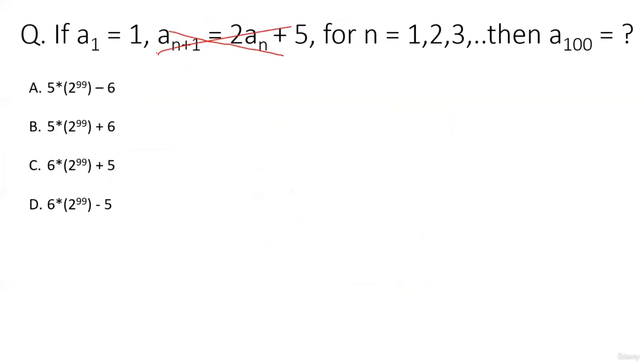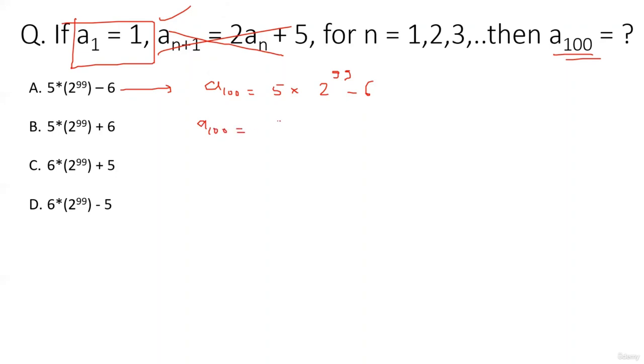Okay, let's see how. Now guys, the question gives me a1 is equal to 1. You remember this, this is going to be our testing point. Now they're asking you a100. As per the first option, option A, what is a100 equal to? a100 is equal to 5 into 2 raised to 99 minus 6. That is, a100 is equal to 5 into 2 raised to 100 minus 1, minus 6.